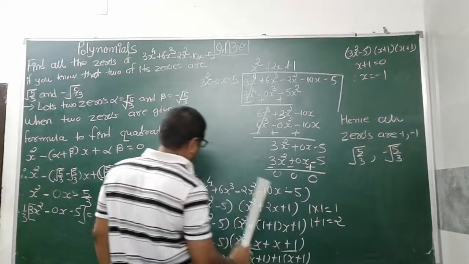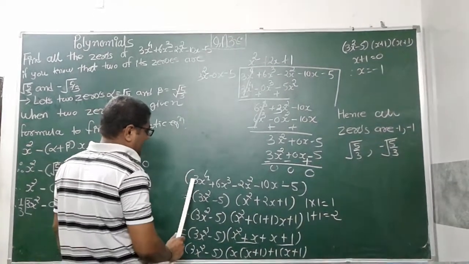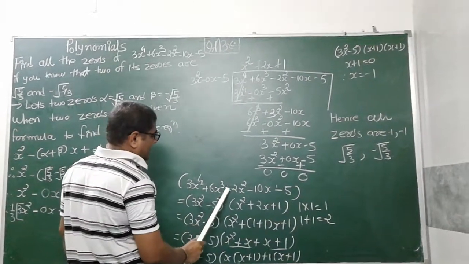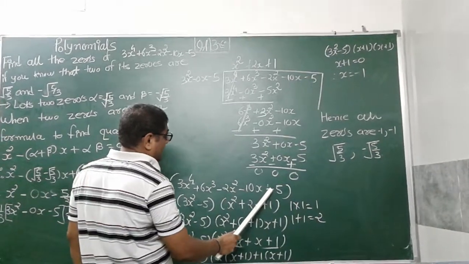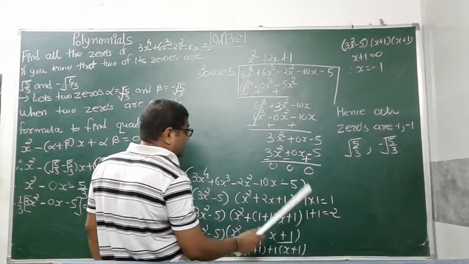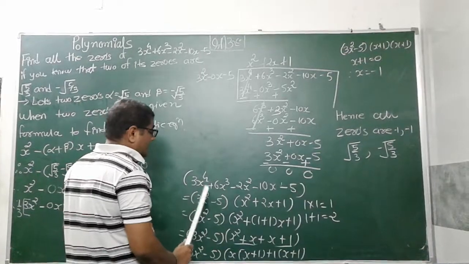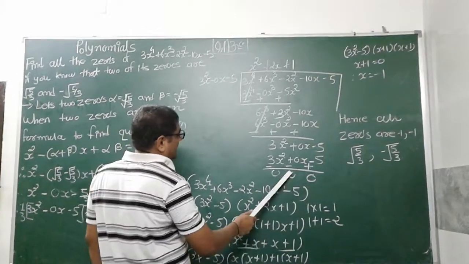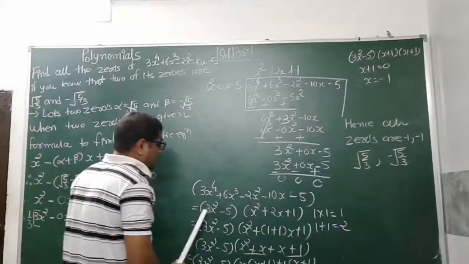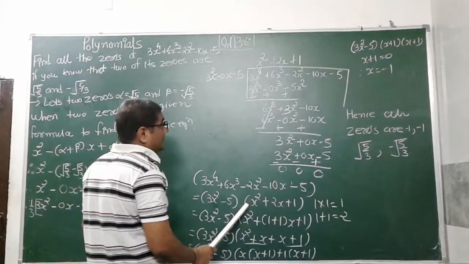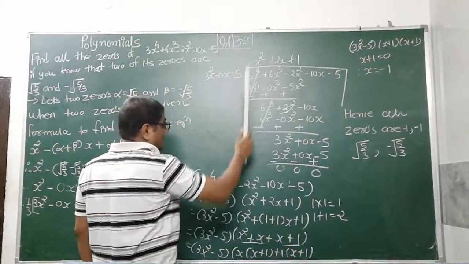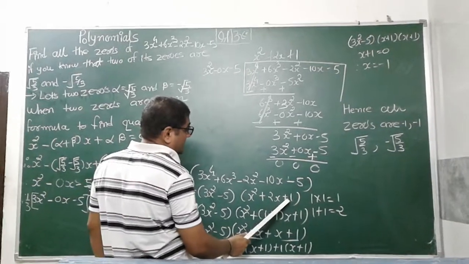Take care of this thing. Now 3x raised to 4 plus 6x cube minus 2x square minus 10x minus 5, by Euclid's division lemma, dividend is equal to divisor into quotient plus remainder. Remainder is 0, so we neglect it. That is 3x square minus 5 into the quotient, which is x square plus 2x plus 1.